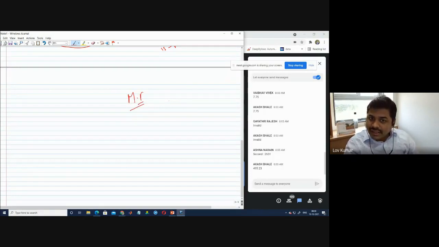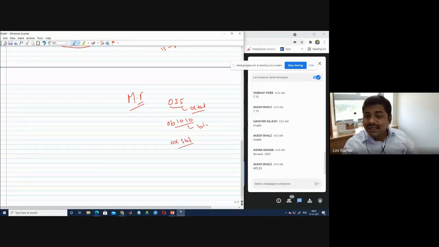If you are getting any number starting with 0, if you are writing 0 then 5, that will be considered as an octal number. If you are writing 0B, whatever the number you are writing, that will be considered as a binary number. If you are writing 0x576, that will be considered as a hexadecimal number.